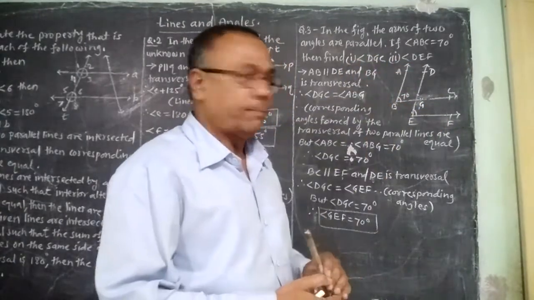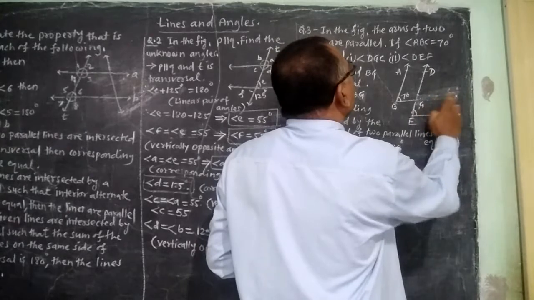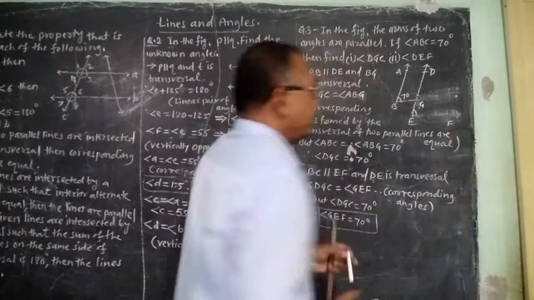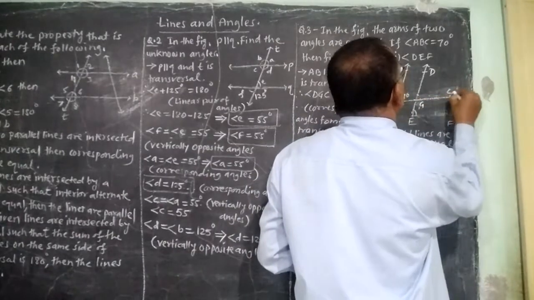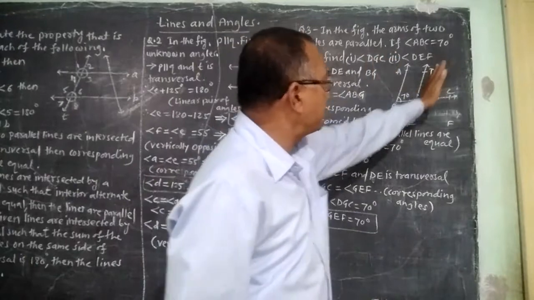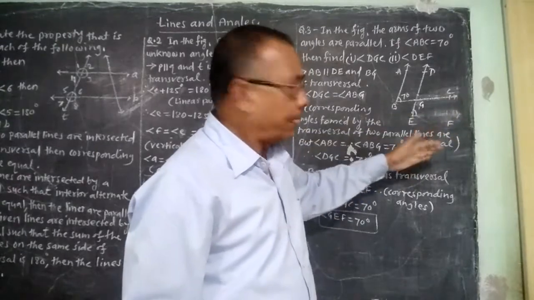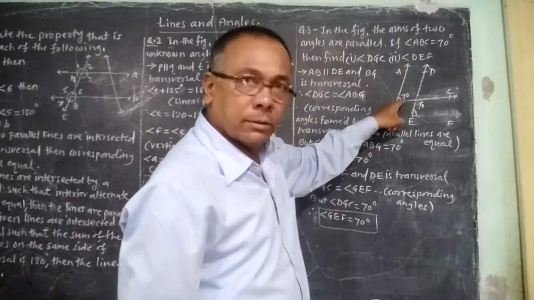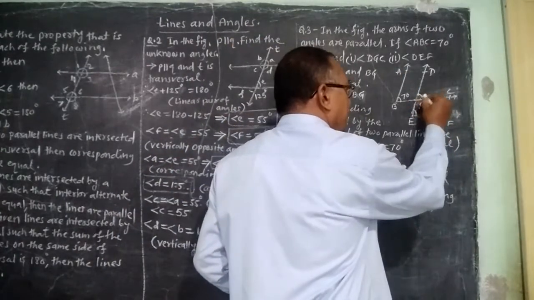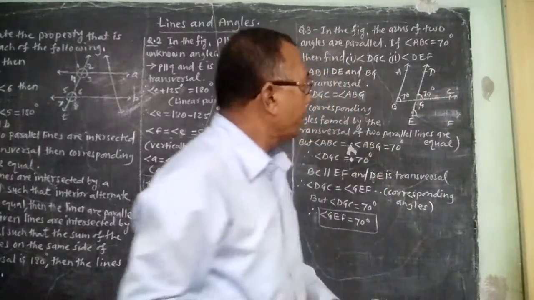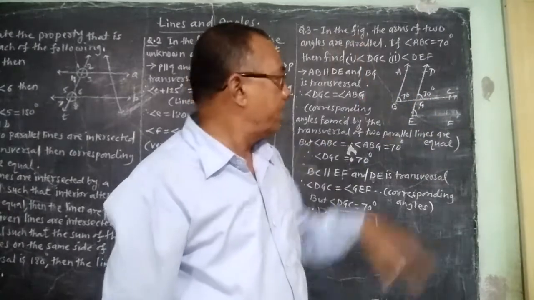Here if we consider the two lines, then it is seen that these two lines are parallel and BC is the transversal, and if the right side angle is 70, then the other right side angle, that is this angle, is also 70 degrees, because these two angles are corresponding angles.